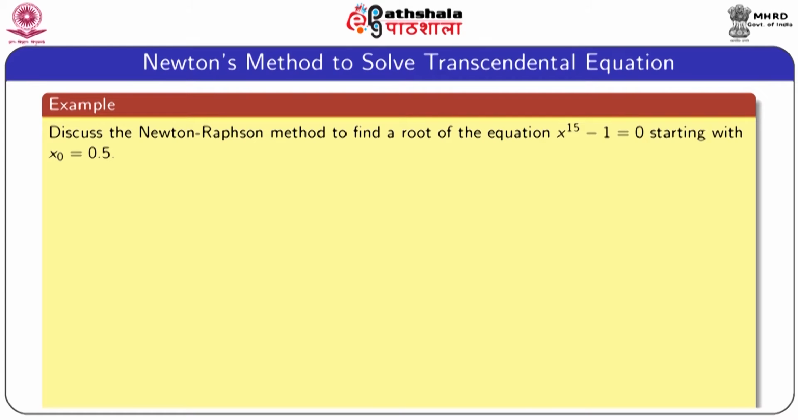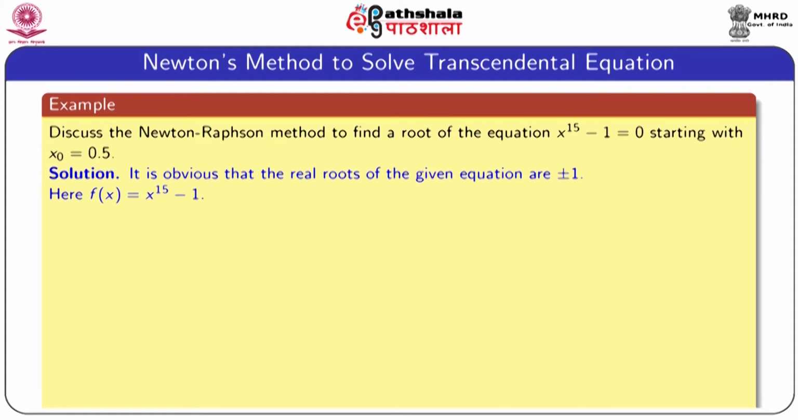Now, we consider another example to illustrate the Newton-Raphson method to find the root of a special kind of equation. The equation is of the form x^15 - 1 = 0, starting with the initial guess x0 = 0.5. This is a very interesting problem, and it is obvious that the real roots of the given equation are plus minus 1.